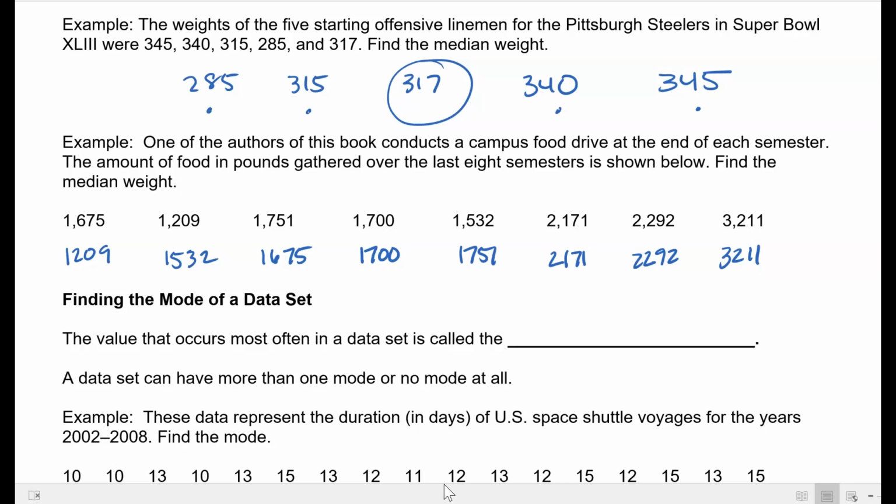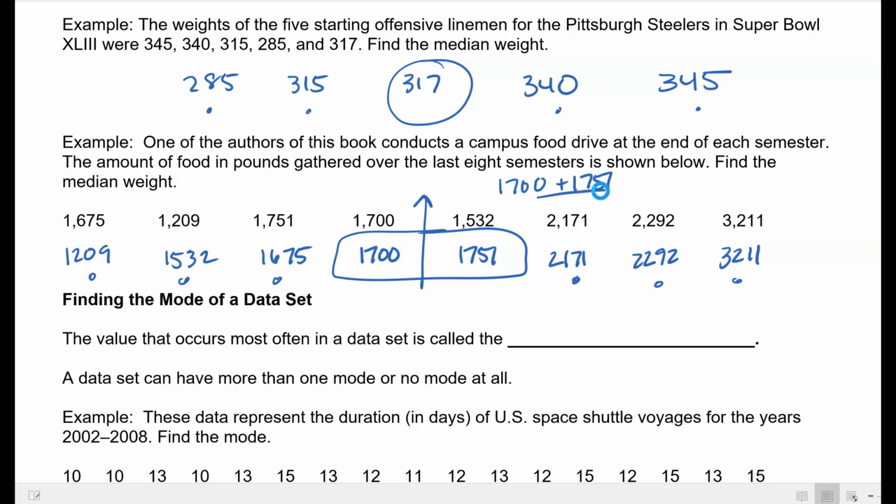All right, so we're going to work from the outside in. You can use your fingers if you want. So you just work one at a time to get the middle. And then we notice that there are two numbers that are in the center. Anytime you have an even number of numbers, this is going to happen. And if you have a tie for the middle, what you want to do is find the number that's in the middle of those numbers. So you're going to do the same thing you did with the grouped data when we found the midpoint. We're going to add them and divide by 2. So 1700 plus 1751 divided by 2, and we get 1725.5. So that's going to be the median.